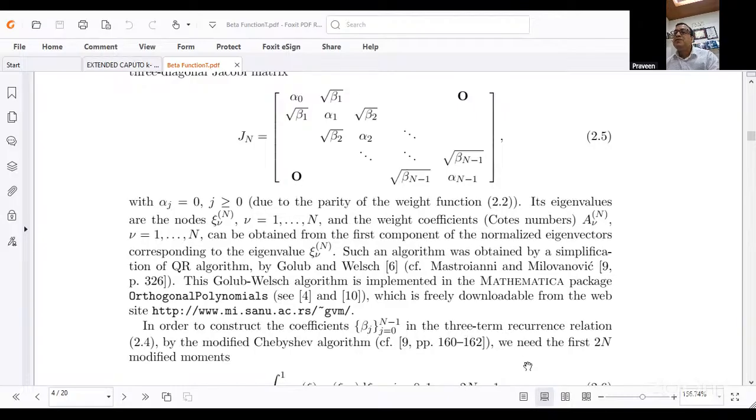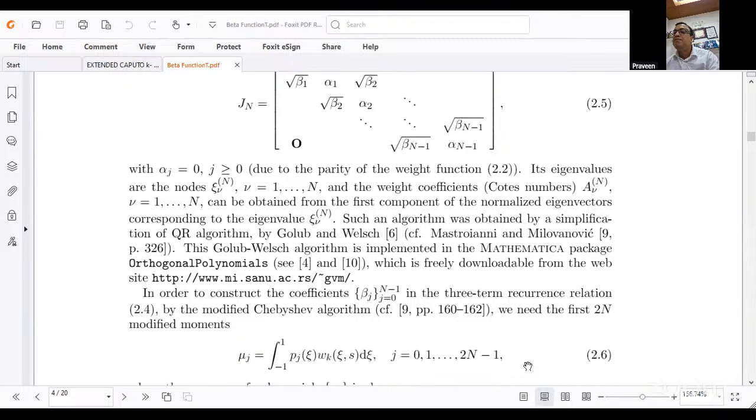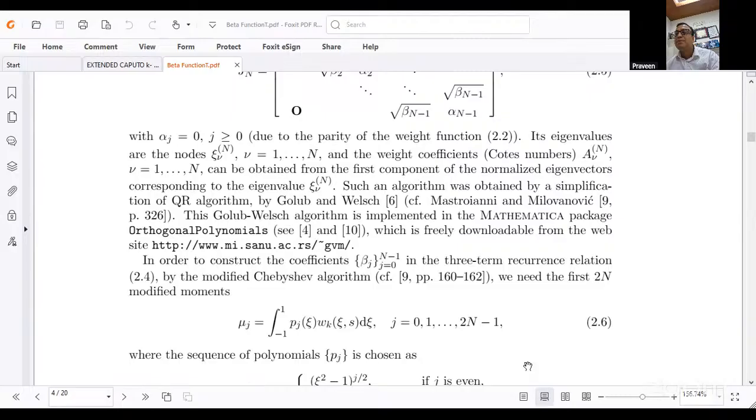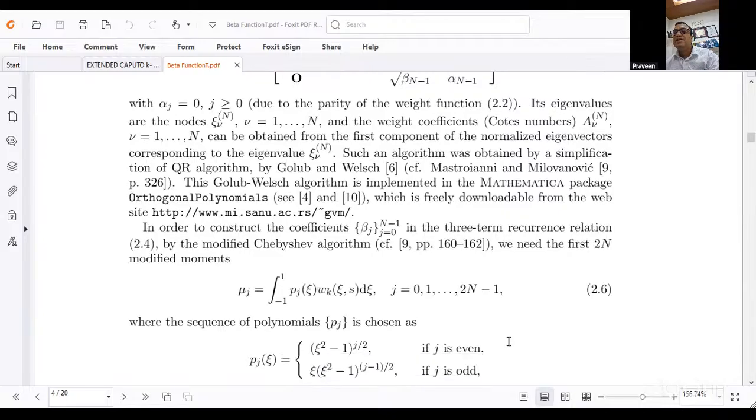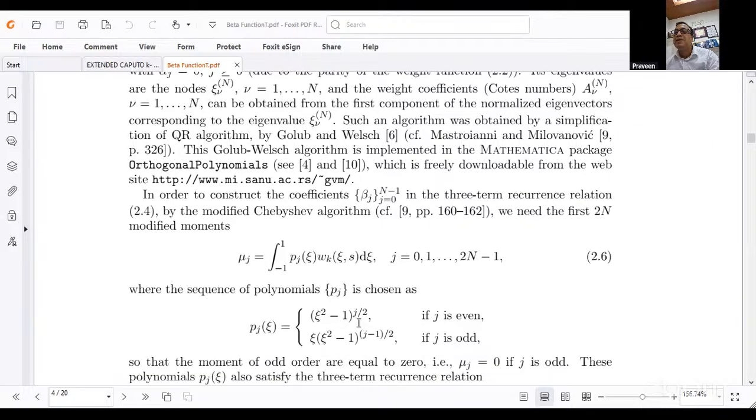In order to construct the coefficients beta j, j equal to 0 to n minus 1, in the three-term recurrence relation 2.4 by the modified Chebyshev algorithm, we need the first 2n modified moments, which are given by the equation number 2.6. Here you can see that mu j is the integral from minus 1 to 1 of p j zeta w k zeta s d zeta, j equal to 0 to 2n minus 1, where the sequence of polynomials p j is chosen as p j zeta equal to zeta square minus 1 raised to power j by 2 when j is even, and zeta into zeta square minus 1 raised to power j minus 1 by 2 if j is odd.